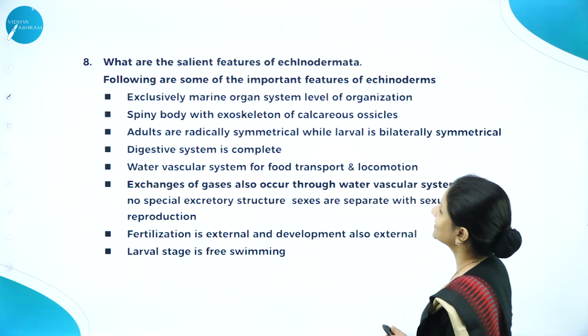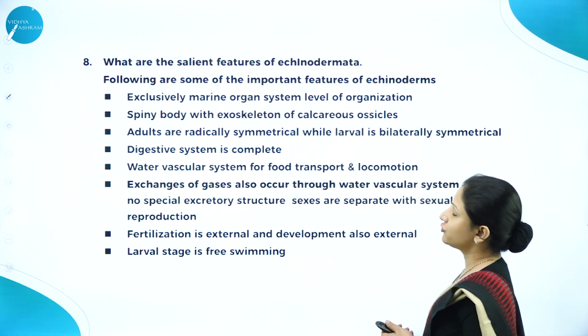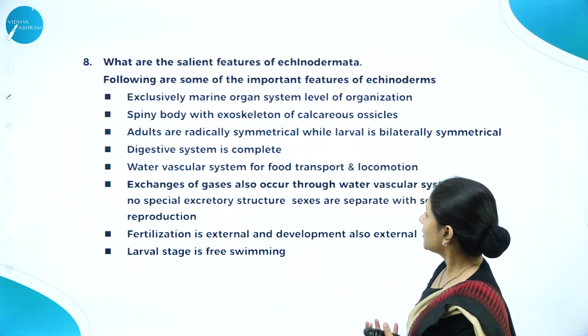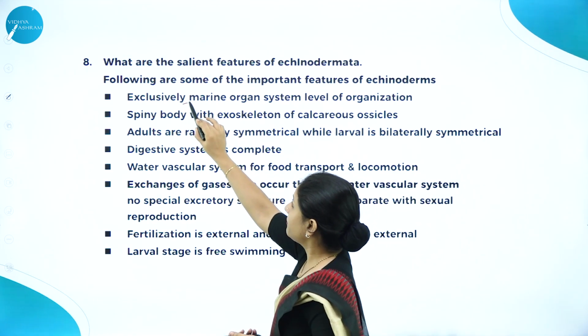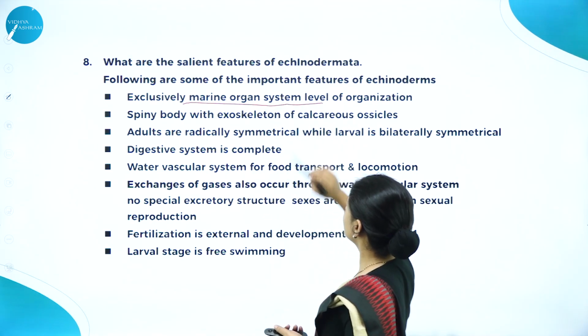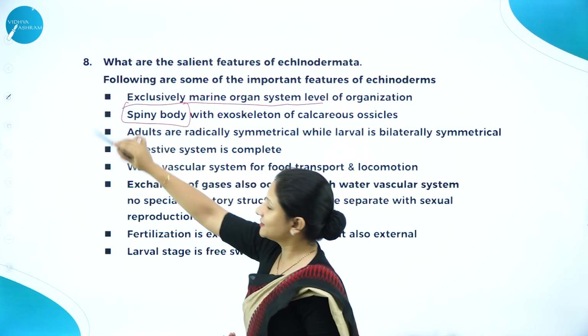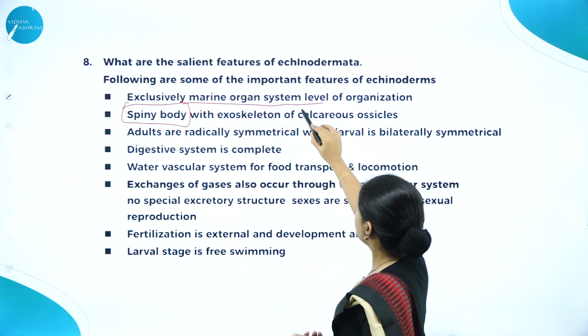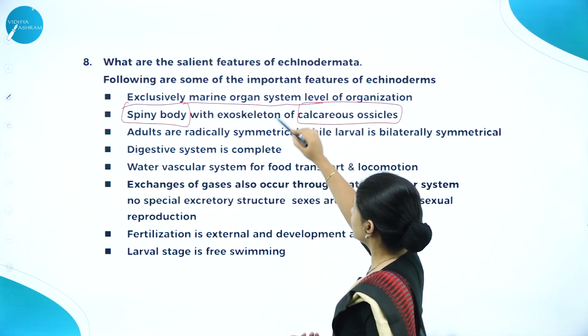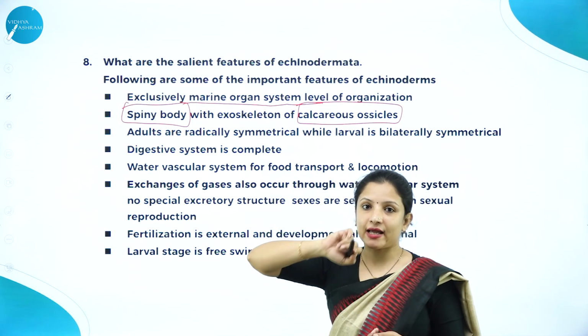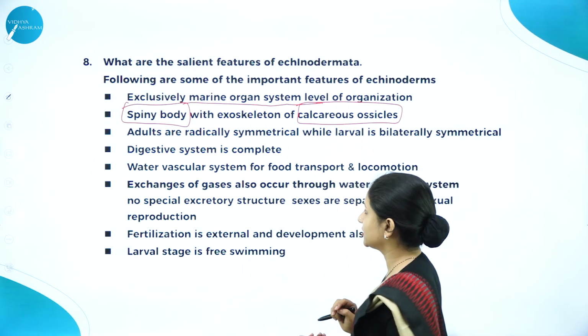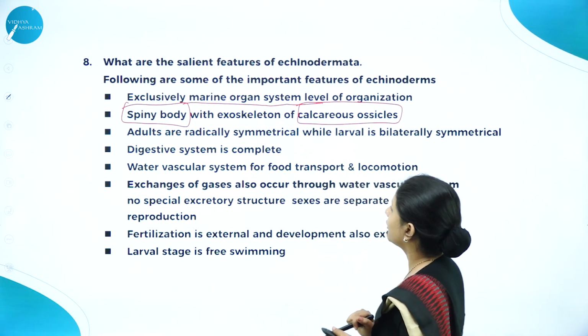Next question, what are the salient features of Echinodermata? Echinoderms are exclusively marine organisms. They have an organ system level of organization, and they have a spiny body. This is very important. And they have calcareous ossicles. The spiny body is made of calcareous ossicles. Writing those two is very important.